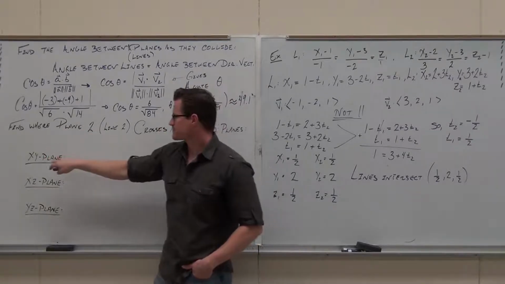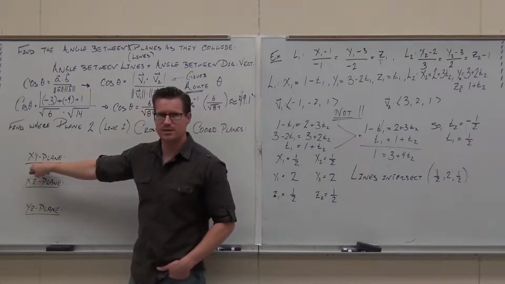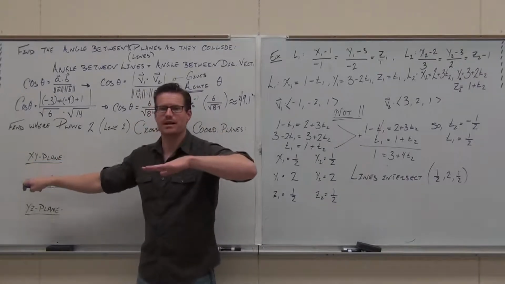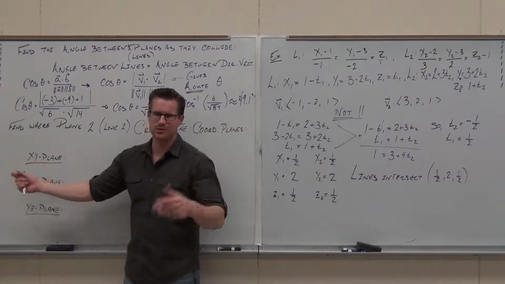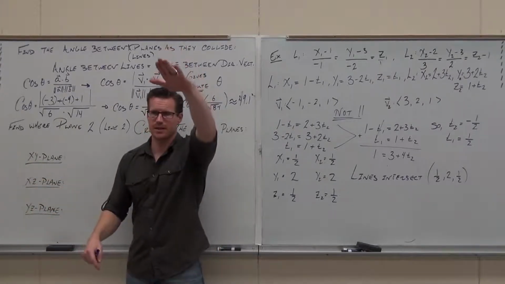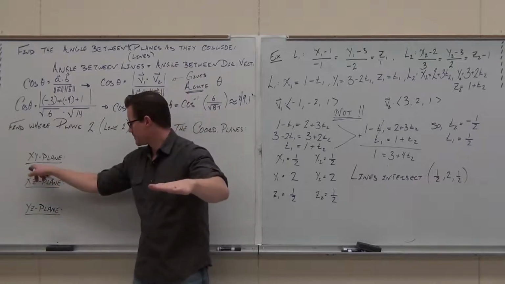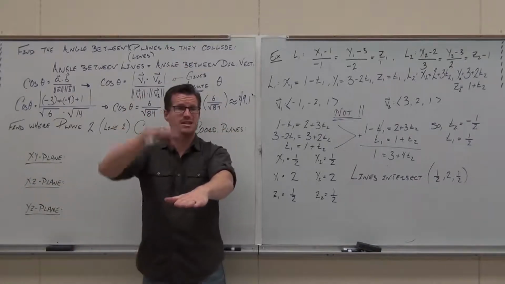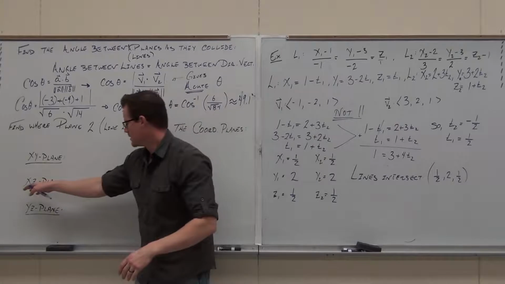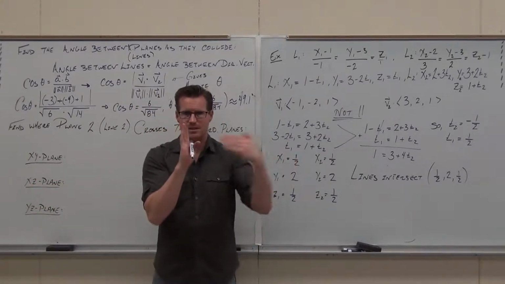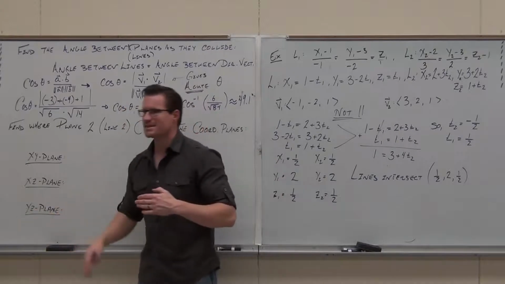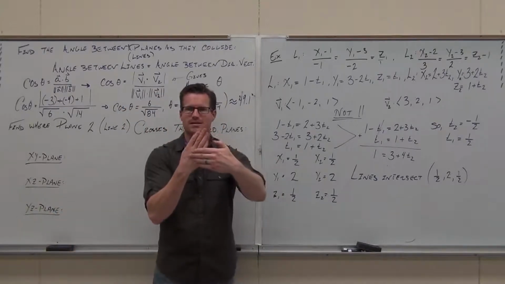Just set the component that gives you that plane equal to 0. So basically, set the component not listed equal to 0. If I'm crossing the XY plane, that's when Z is 0. If I'm crossing the XZ plane, that's when Y is 0. If I'm crossing the YZ plane, that's when X is 0.